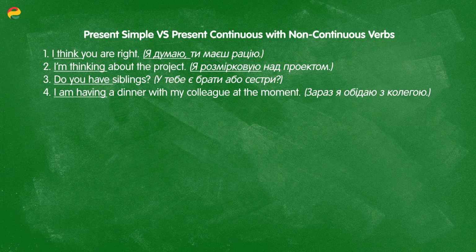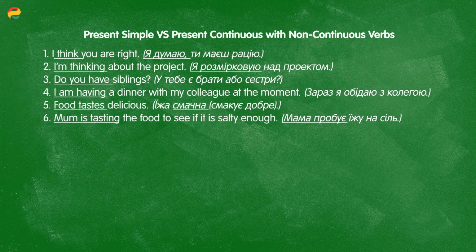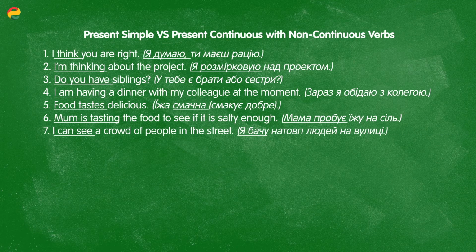Here, food always tastes delicious, or it should. But in the second example, Mom isn't always tasting food. Here, she's tasting it right at this moment for a specific reason. It's still a process.